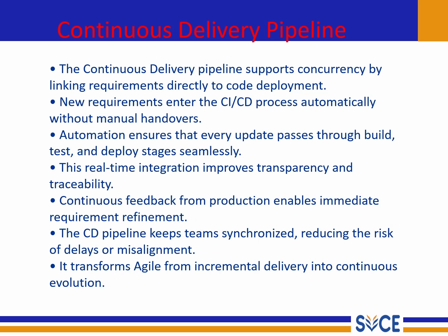Continuous delivery pipeline. The continuous delivery pipeline supports concurrency by linking requirements directly to code deployment. New requirements enter the CI/CD process automatically without manual handovers. Automation ensures that every update passes through the build, test, and deploy stages seamlessly. This real-time integration improves transparency and traceability.